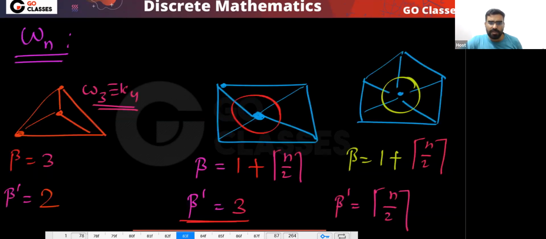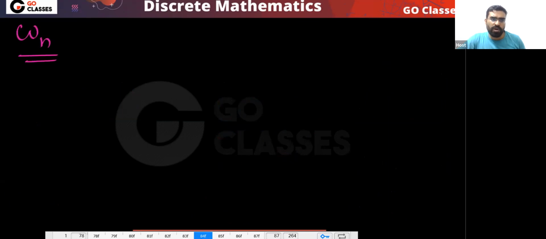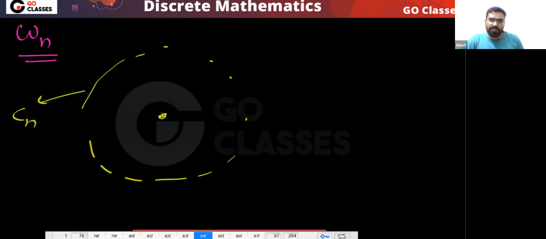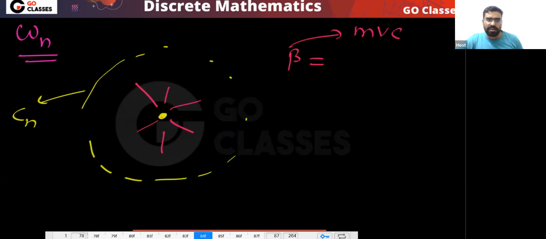So I hope you are getting this, because remember in Wn, if you have a Wn, there is a Cn around you. This is your Cn. And there is one vertex here. So what will be beta? Minimum vertex cover. Beta means minimum vertex cover. So what will be your beta? You have to take this middle vertex. This middle vertex will cover all these edges. Now all these edges are done. Remember, all these edges will be gone. So all these edges will be covered by this A.